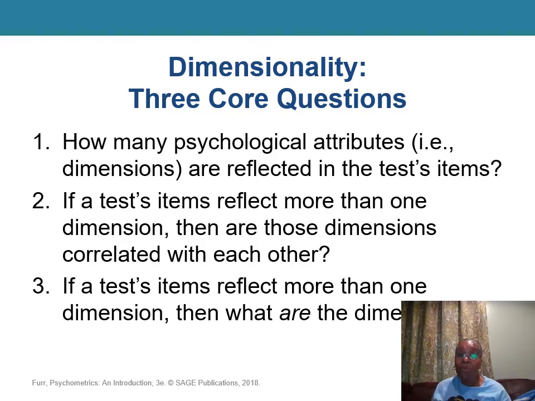Now, when we develop a test, or try to measure an attribute, we have to address the following types of questions. There are three core questions. The first one is how many psychological attributes or dimensions are going to be reflected within the test items. Say, for example, we're attempting to learn about one's intelligence. In this case, we must understand how many dimensions of intelligence are required to have a full interpretation of that person's level of intelligence.